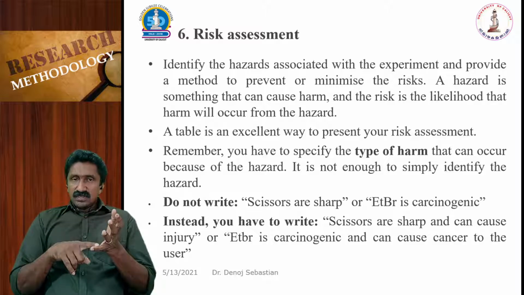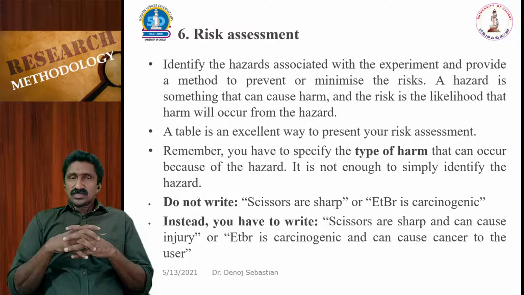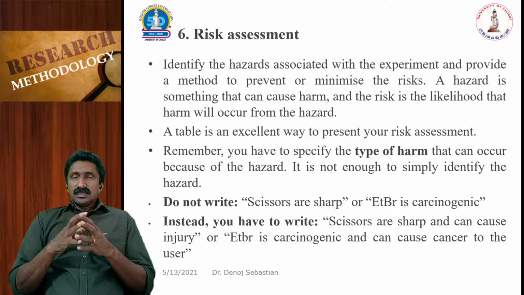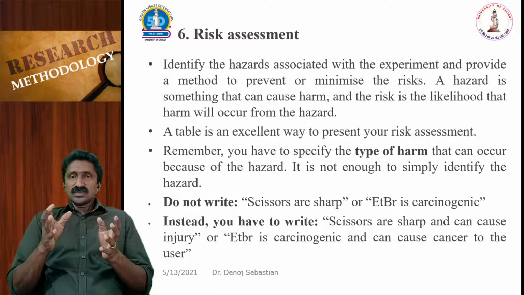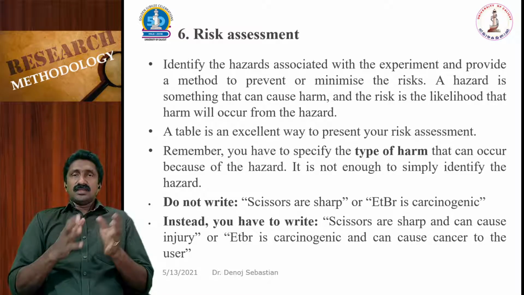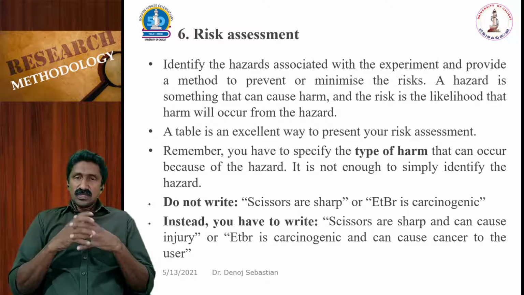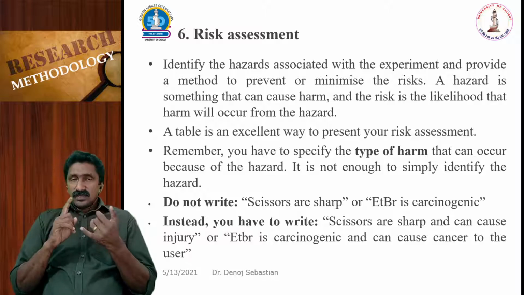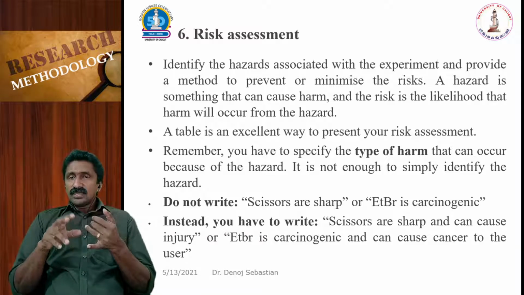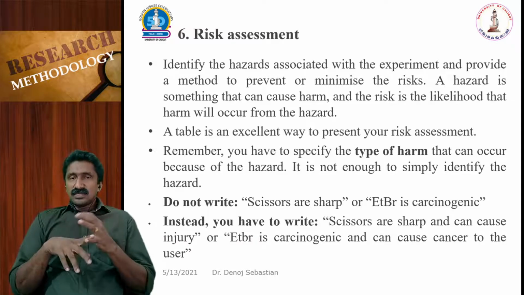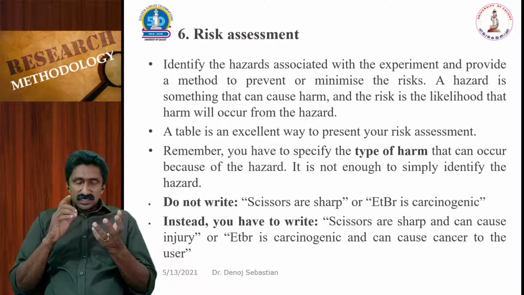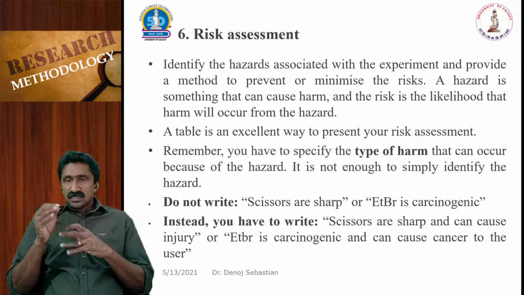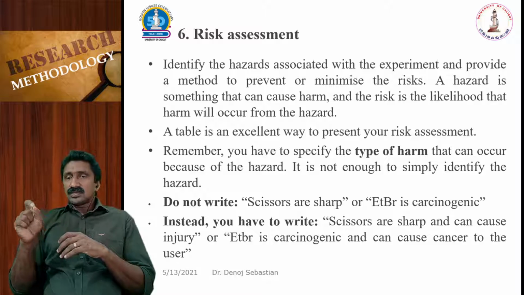A table is an excellent way to present your risk assessment. Remember, you have to specify the type of harm that can occur from the hazard. Just mentioning the hazard is not sufficient. You have to mention the harm, if any, from the hazard. It is not enough to simply identify the hazard. So do not write scissors are sharp or ETBR is carcinogenic. It is better you say that scissors are sharp and can cause injury, or ETBR is carcinogenic and can cause cancer to the user.